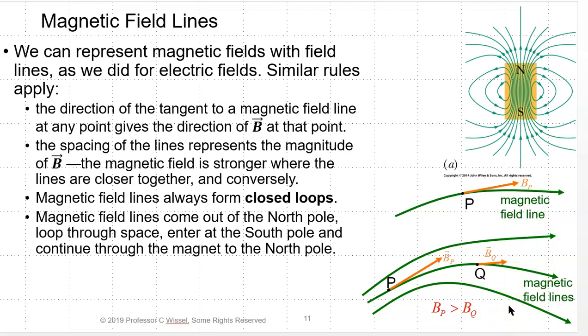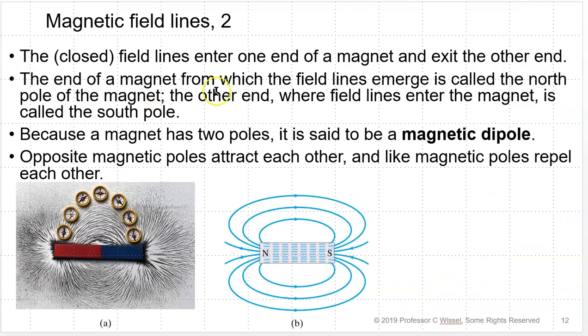Magnetic field lines always form closed loops. So in a bar magnet, magnetic field lines come out of the North Pole, loop through space, and enter the South Pole of the magnet and continue through the magnet back to the North Pole. So they always form closed loops. So the closed field lines enter one end of the magnet here and exit the other end. The end of the magnet from which the field lines emerge is called the North Pole of the magnet. The other end where the field lines enter the magnet is called the South Pole. Because a magnet has two poles, it's said to be a magnetic dipole. Di stands for two. Opposite magnetic poles attract each other, and like magnetic poles repel each other.